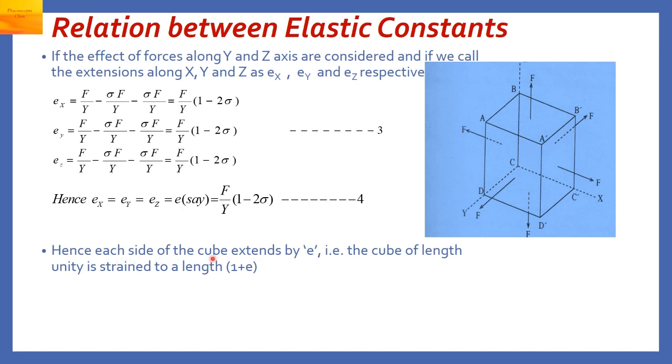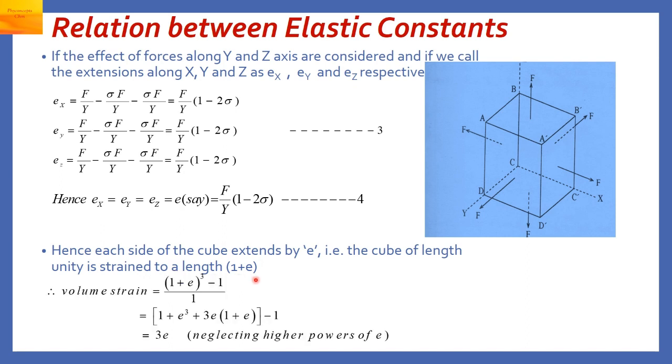So hence each side of the cube extends by E. That is, we are considering the cube of length unity, that is 1, and it is strained to a length 1 plus E. So we can write down the volume strain. Volume strain can be found, that will be the change in the volume, which we take as (1 plus E) the whole cube minus 1, upon 1 cube. That is, the original length is 1. So opening up this bracket or expanding (1 plus E) the whole cube, we get 1 plus E cube plus 3E into (1 plus E). So here this 1 will get cancelled out. We will neglect the higher powers of E. What remains is only this 3E. So E cube and 3E square can be neglected.